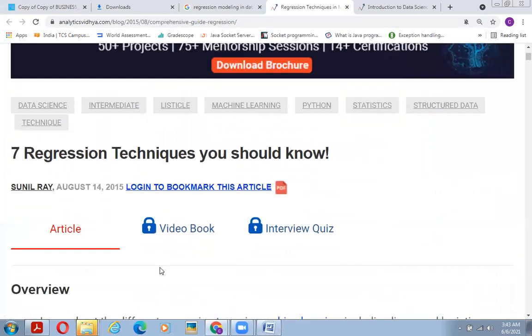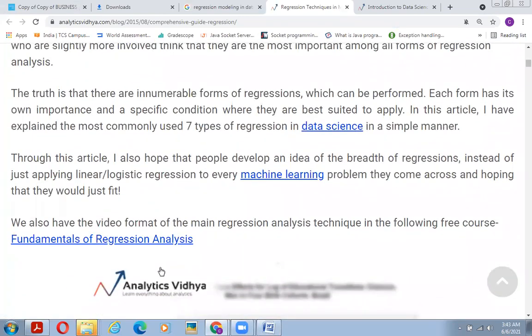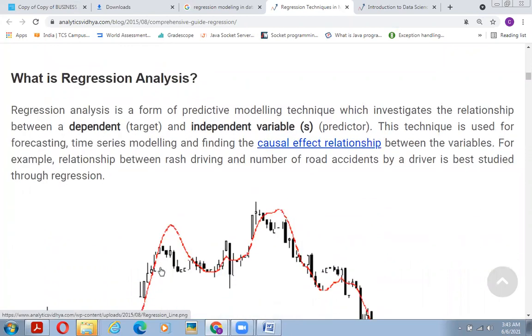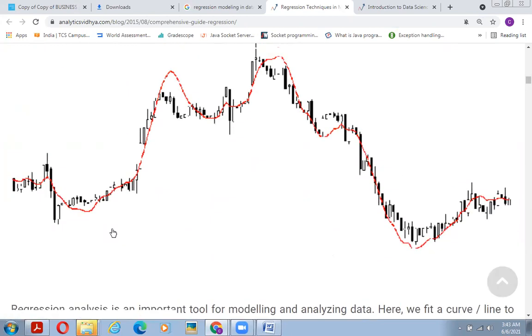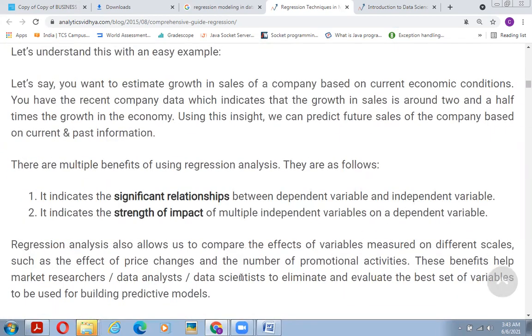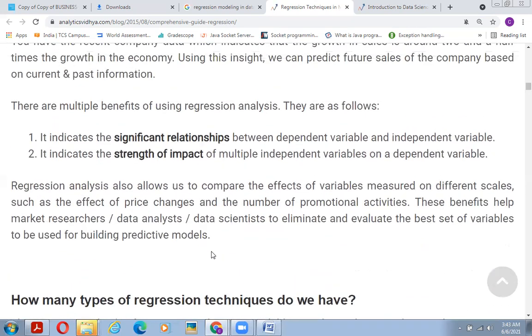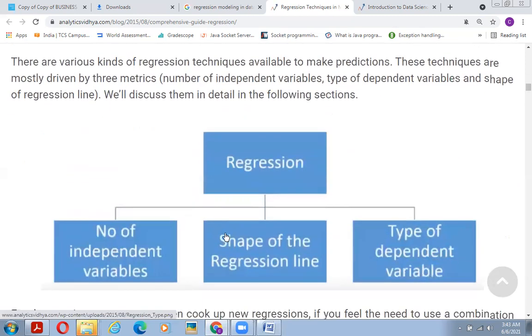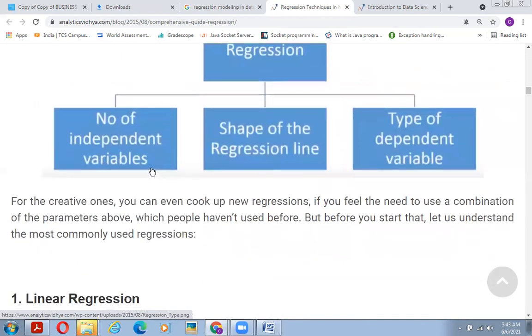In this article, we are focusing on the 7 types of regression which are used in machine learning, and we understand what machine learning is all about. In regression analysis, we try to create a significant relationship and understand the impact of multiple independent variables on a dependent variable. For regression we always depend upon the number of variables and the shape of the regression line, which is why we have seven types.